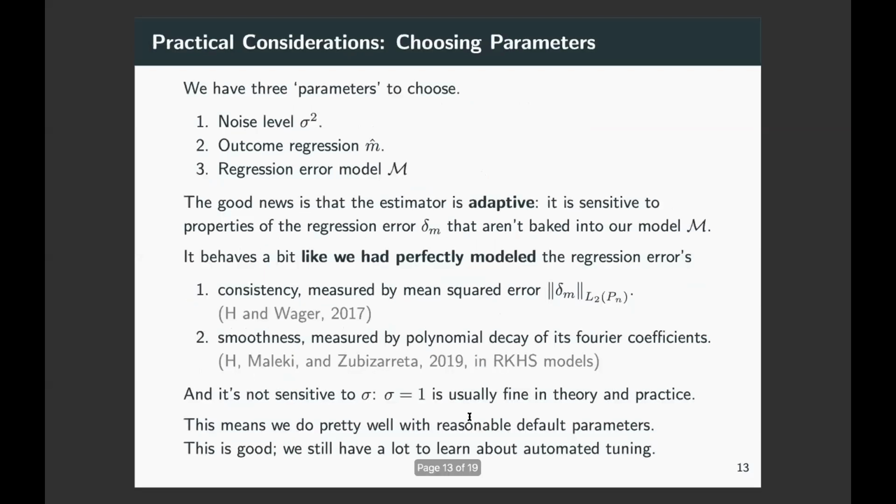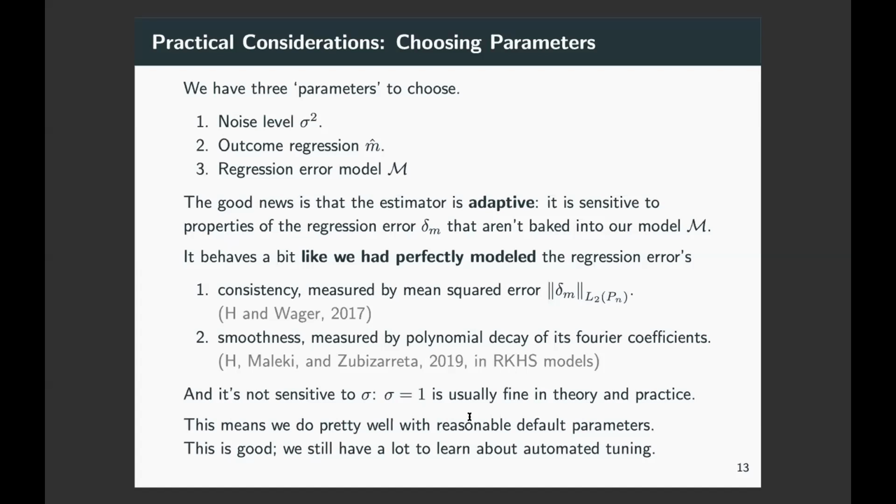But of course, to actually use this, we have to choose our parameters so all this works out nicely. And we have three to choose. The first is our noise level parameter in our minimax problem. The second is our outcome regression estimator. And our third parameter is our model for its error. The good news about this is that the estimator is adaptive. It's sensitive to properties of the regression error that aren't baked into our regression error model. And that means that we don't really need to get that model perfect, which would be pretty difficult.